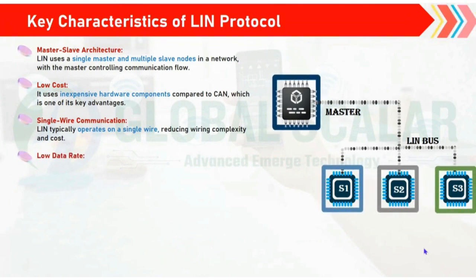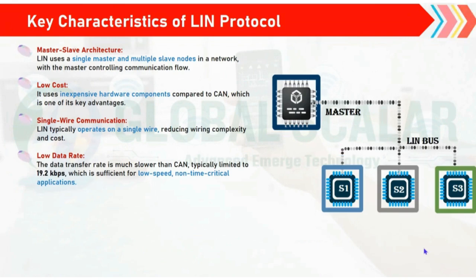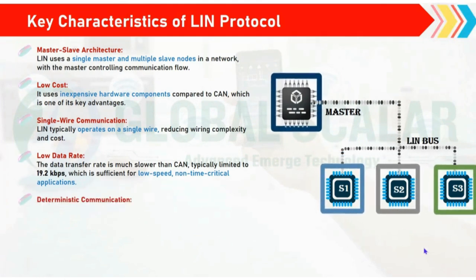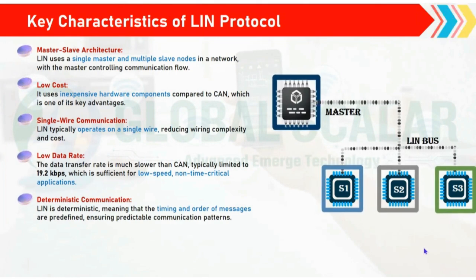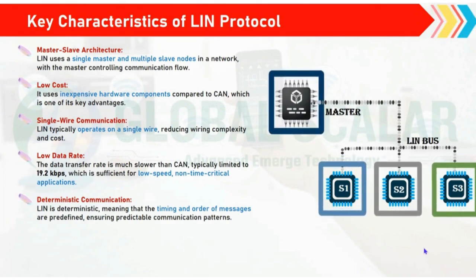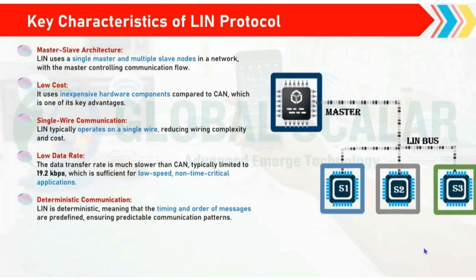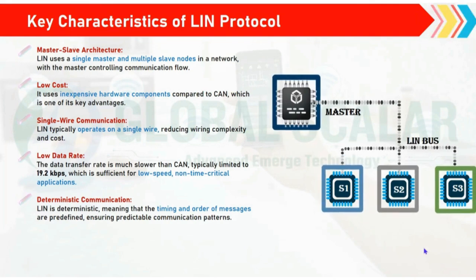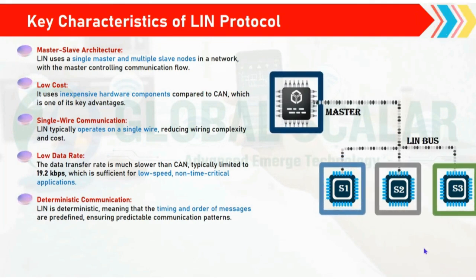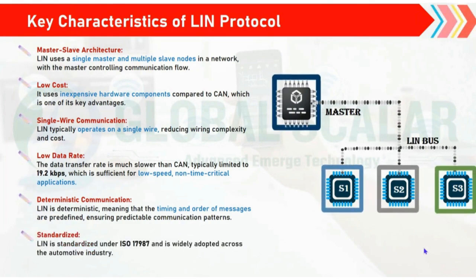And it has a low data rate. Compared to the CAN protocol, it operates up to 19.2 kbps, which is sufficient for low speed and non-critical applications. And deterministic communication: LIN is deterministic, meaning that the timing and order of the messages are predefined, ensuring a predictable communication pattern. LIN is also standardized under ISO 17987, and it is widely adopted across the automotive industry.